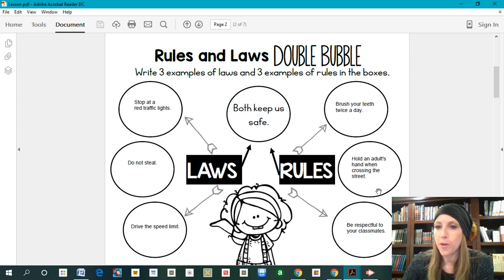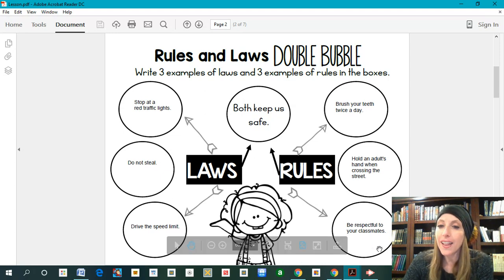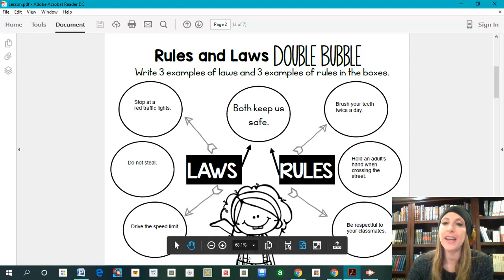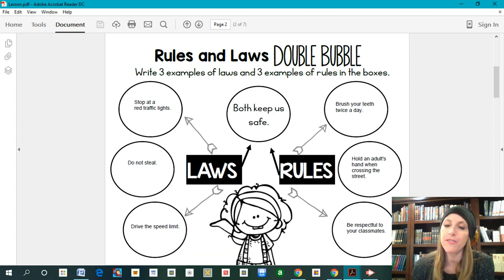Another example of a rule would be you have to hold an adult's hand when crossing the street. That's an example of something that keeps you safe as an individual, as a single person. Finally, we have be respectful to your classmates. That's a very important rule that we all follow. Even though we're on Zoom nowadays, we're still respectful when our classmates are talking to a teacher, or respectful of our teachers for that matter. Those are all examples of things that keep us as individuals safe and healthy.